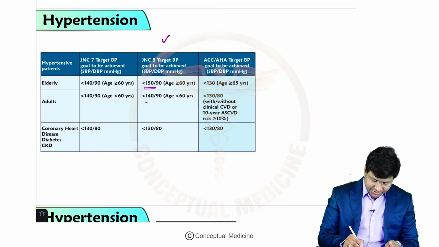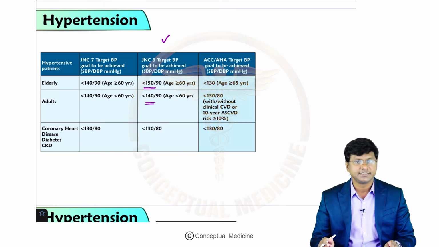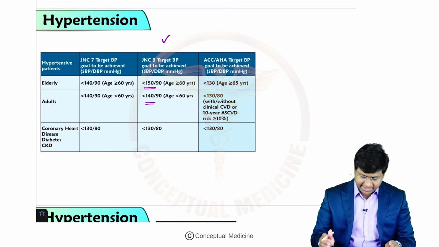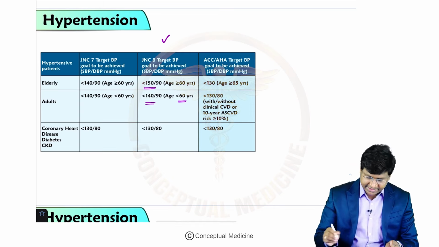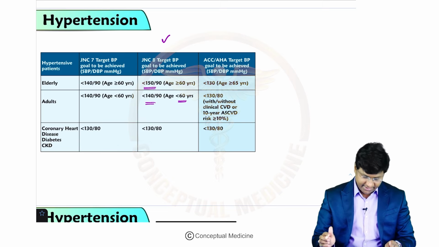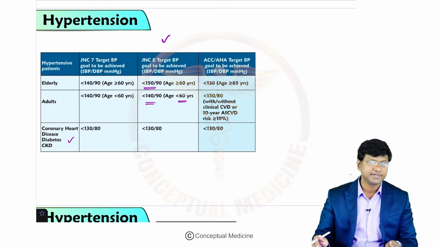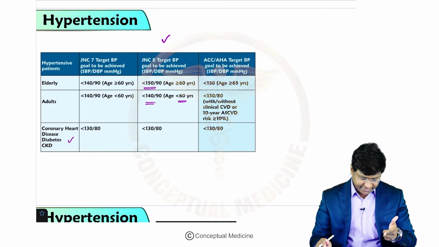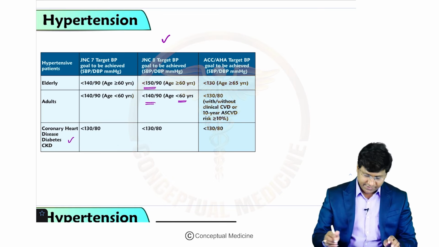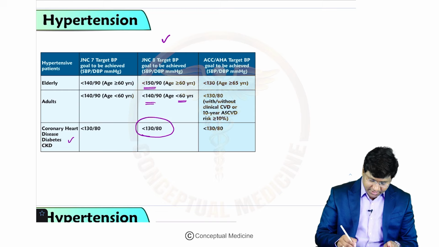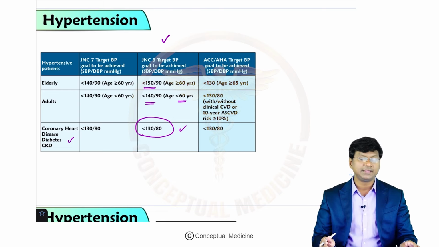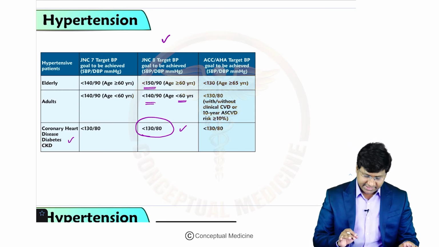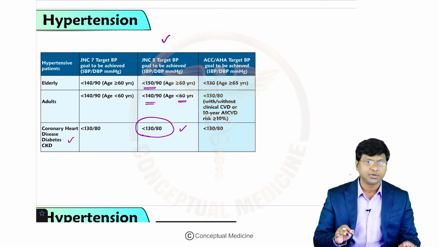And in adults, the target blood pressure is less than 140/90. Adults in the sense age less than 60 years. And in those individuals who have risk factors like coronary artery disease, diabetes mellitus, chronic kidney disease, in them the blood pressure should be less than 130/80. So this is the target blood pressure according to JNC 8.